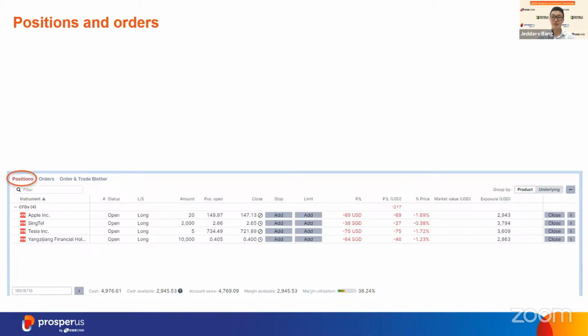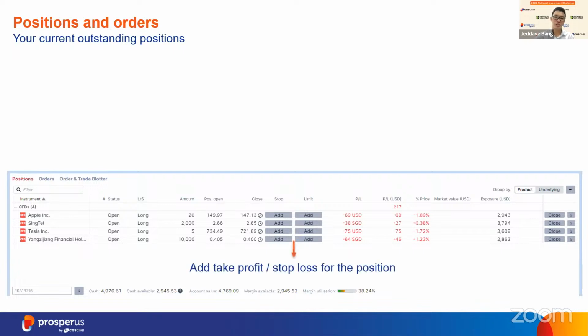So this is actually rather important for you to take note. Under the positions tab itself, you will see all your outstanding positions. You will see that none of these orders actually have take profit or stop loss orders recorded in them. So if you want to add any take profit or stop loss, you can click respectively at any of the segments under add for the share, and they will allow you to set a take profit or stop loss point for all the shares.